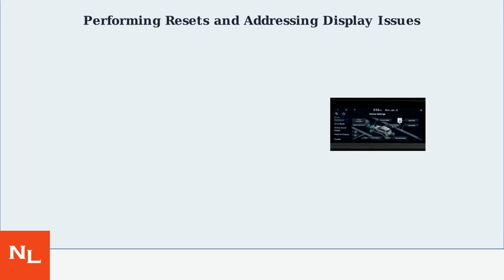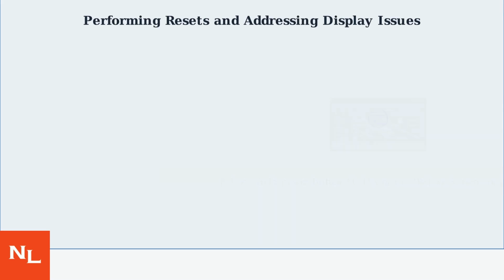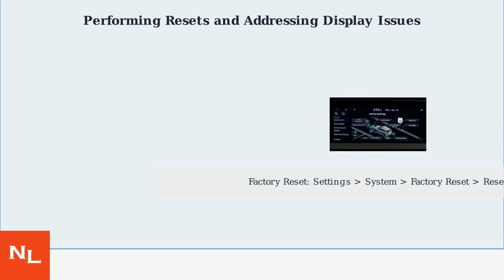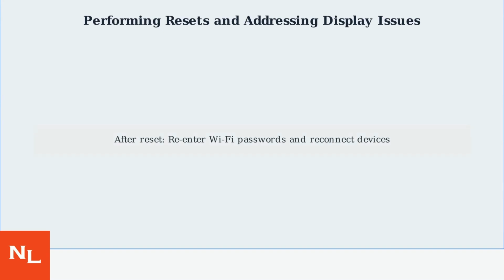To perform a reboot, hold the power button for 10 to 15 seconds or use the Reboot System option in Settings. To perform a factory reset, go to Settings, System, Factory Reset, Reset. After a factory reset, you'll need to re-enter your Wi-Fi passwords and reconnect your devices.